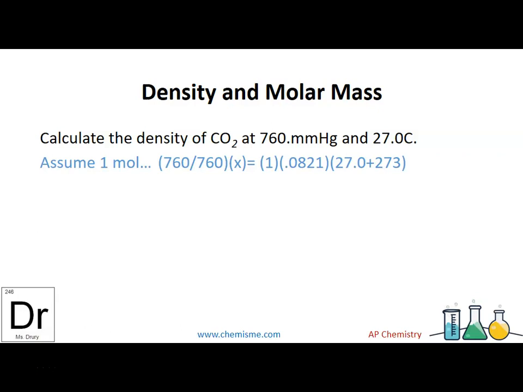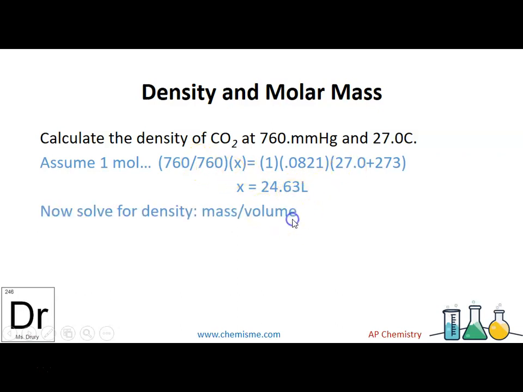If we assume that, we can now do PV = nRT. The pressure is 760 millimeters of mercury, which is also 1 atmosphere. We're going to solve for the volume. If we have a mole, this is our R value in the reference table, and 27 degrees Celsius has to be changed to Kelvin. When I solved it, I got 24.63 liters, which is not surprising because we're not far off from STP values, which would be 22.4.